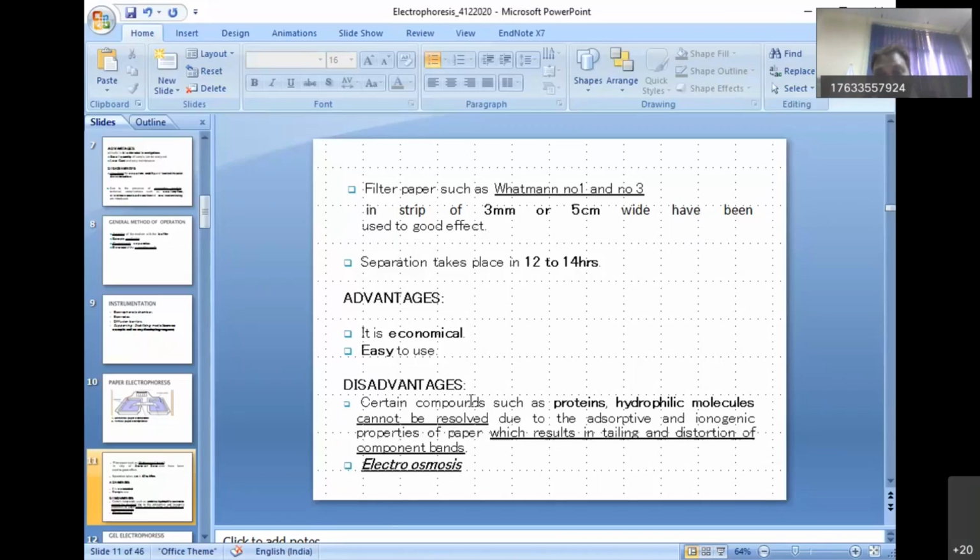The disadvantage is that certain compounds such as proteins and hydrophilic molecules cannot be resolved due to their adsorptive and ionogenic properties of the paper. So the sample can be adsorbed on the paper, and the paper also gives some ionogenic properties. So that's why this is the disadvantage.